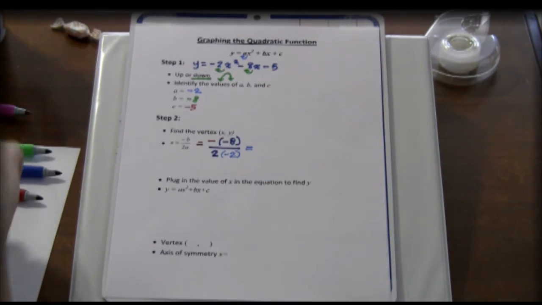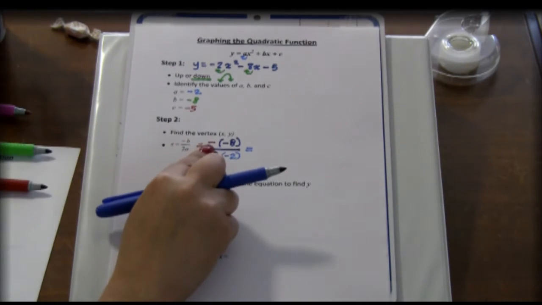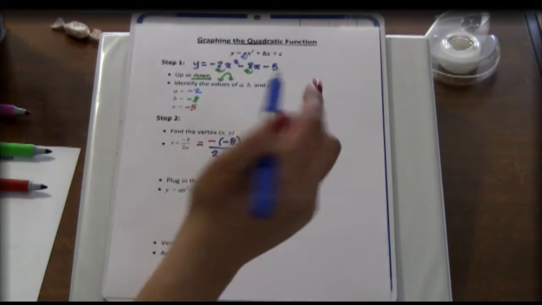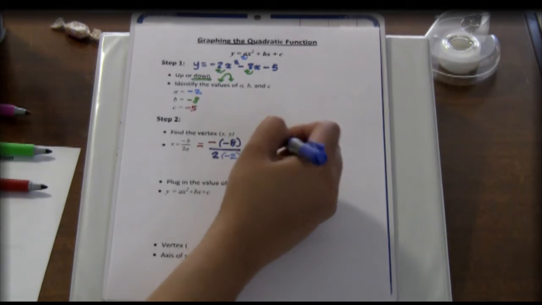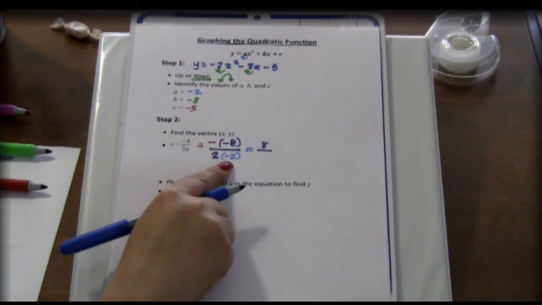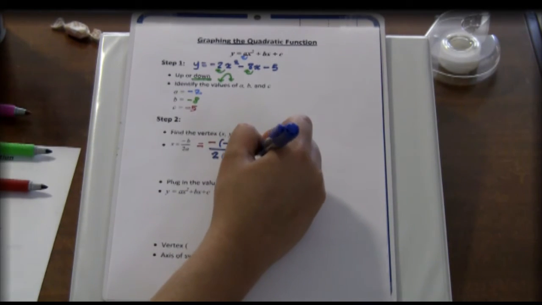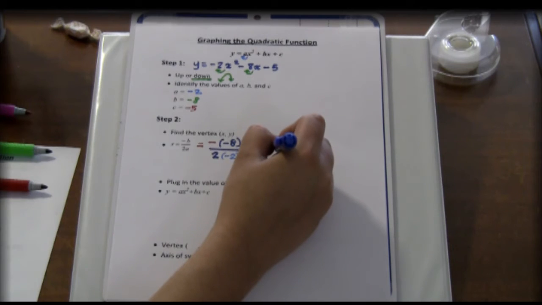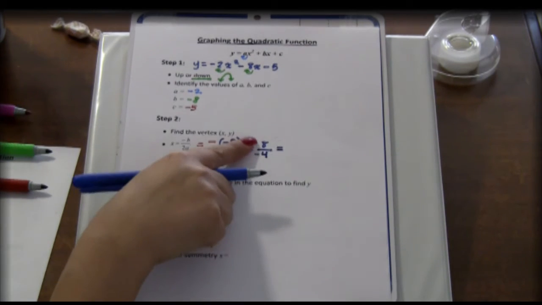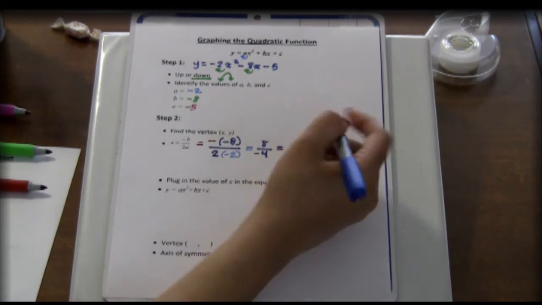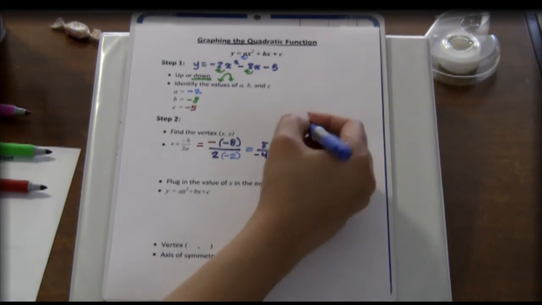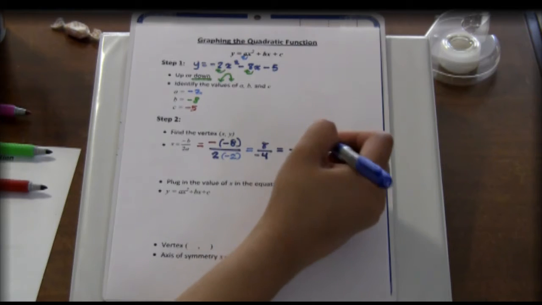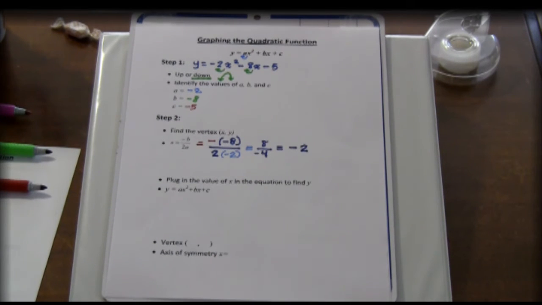I multiply these from left to right. A negative times a negative gives me a positive 8 over 2 times negative 2, which is negative 4. When I divide these, a positive divided by a negative will give us a negative. And 8 divided by 4 is 2. So the x value of the vertex is negative 2.